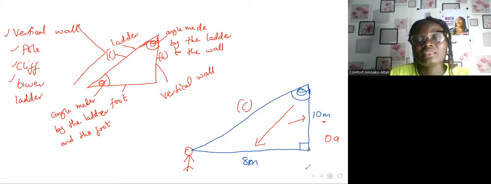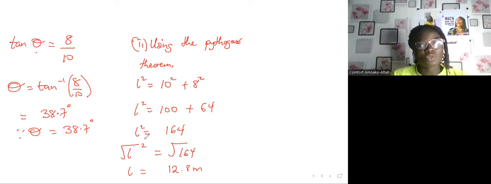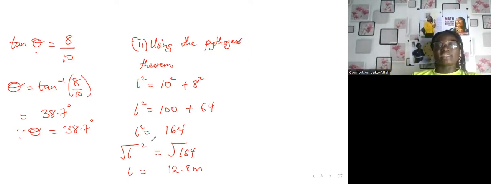So simplifying this, we are having L squared is equal to what? 100 plus 64. And this is giving us what? 164. We want L and not L squared. So how do you find L? You just have to square root both sides to get rid of the square, leaving our L to stand alone. So therefore, L is giving us what? 12.8 meters. Don't forget to add your units to it.